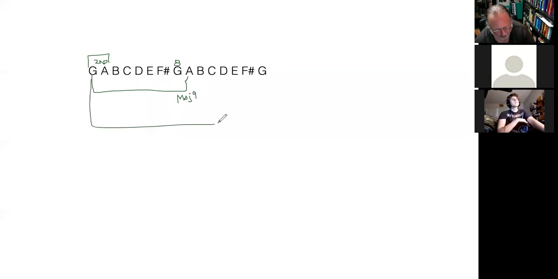All right, so now I'm going to use green. So G and G is an octave. What's G and A? Down here it was a second, right? So that's not a second anymore. This is an 8, right? This one is called a major 9. And this one here is a major 10th.